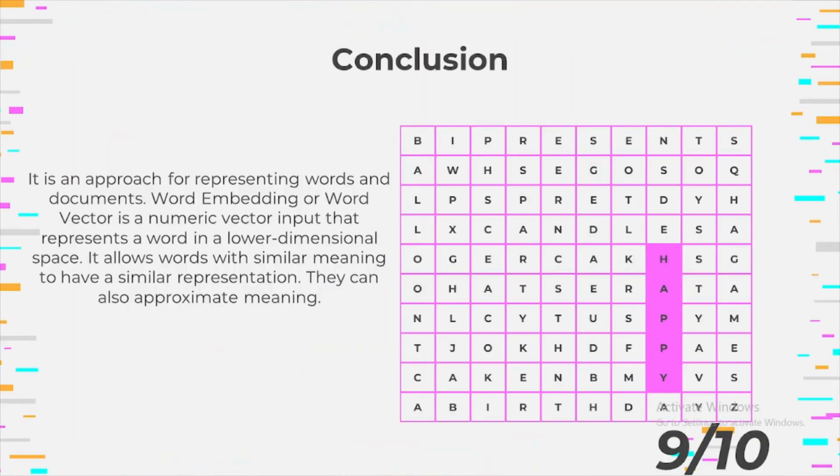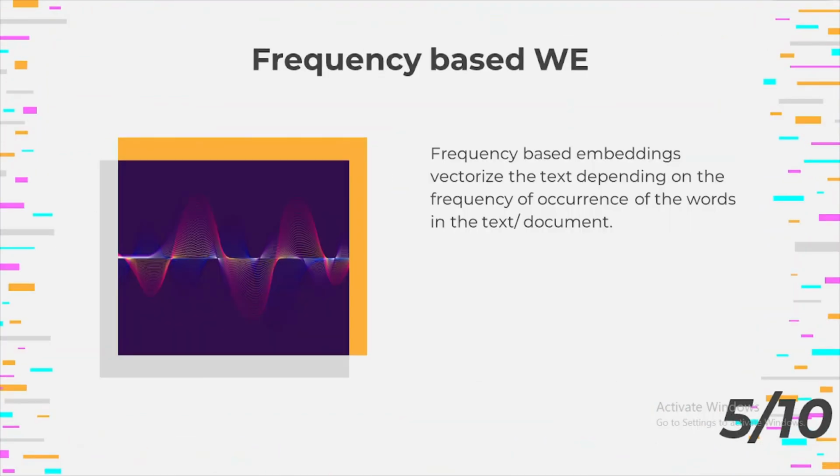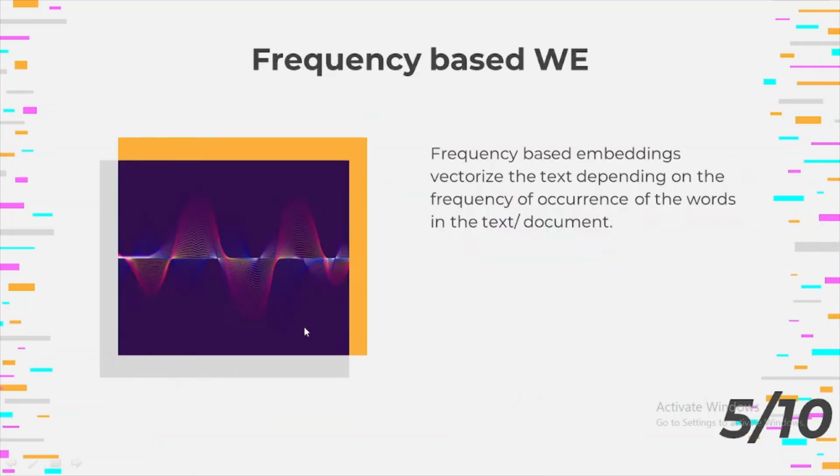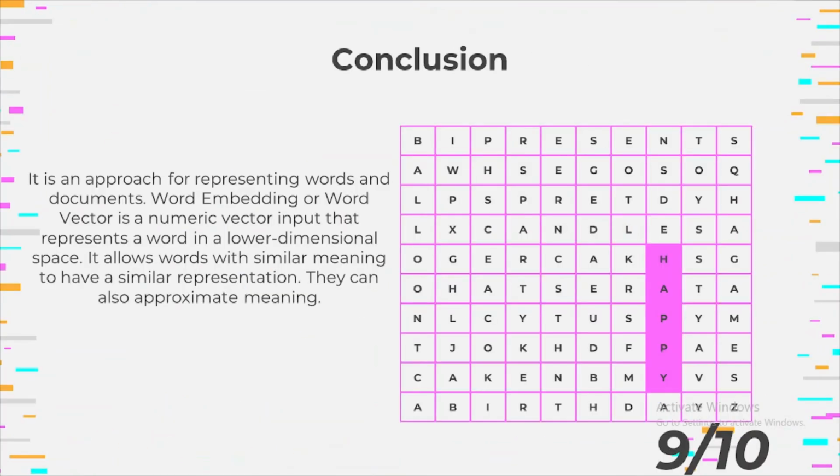In conclusion, word embedding is an approach for representing words and documents. A word embedding or word vector is a numeric vector input that represents a word in a lower dimensional space. It allows words with similar meaning to have a very similar representation. They can also approximate meaning, just like I talked about earlier, where we said king and queen, man and woman, are very similar to each other. They can be approximated in a meaningful way.